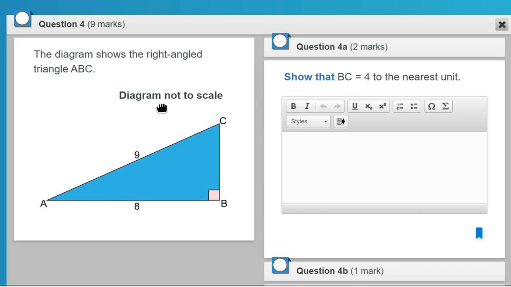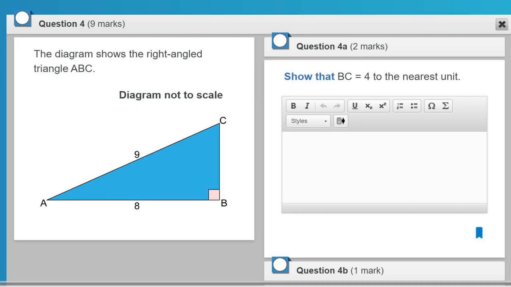Okay, the diagram shows the right angle triangle ABC. Show that BC equals 4 to the nearest unit. Try this question.